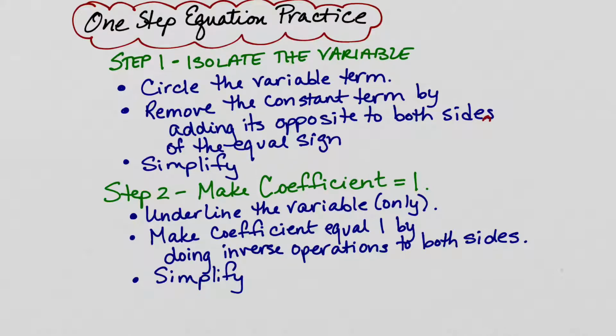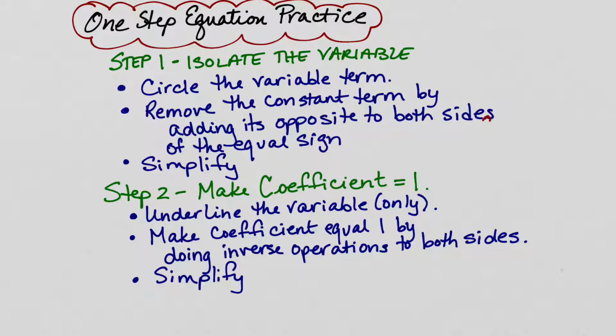Step 1 is to isolate the variable. When you isolate the variable, you're going to first want to circle the variable term. Now remember, the variable term is the term that has the variable in it. Then you're going to want to remove the constant term by adding its opposite to both sides of the equal sign. Finally, you're just going to simplify.